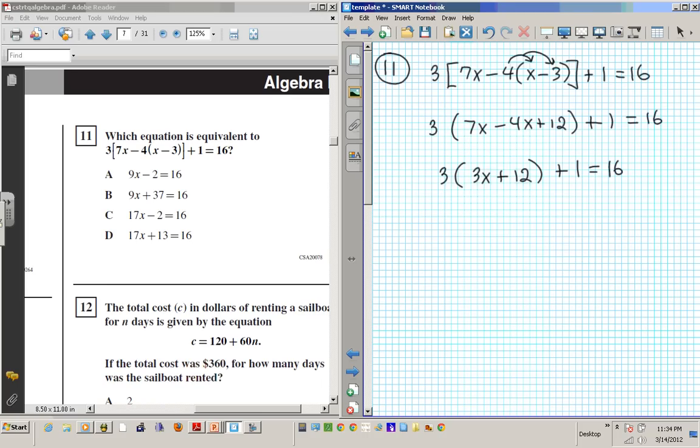And then we distribute this 3 to the inside, alright? The inner has to be completely distributed before I do this, okay? So it makes it easier. So we're going to have 9x plus 36 plus 1 equals 16. Combine like terms, these are numbers. This is a variable, so leave the variable alone. Plus 37 equals 16. Final answer is B.